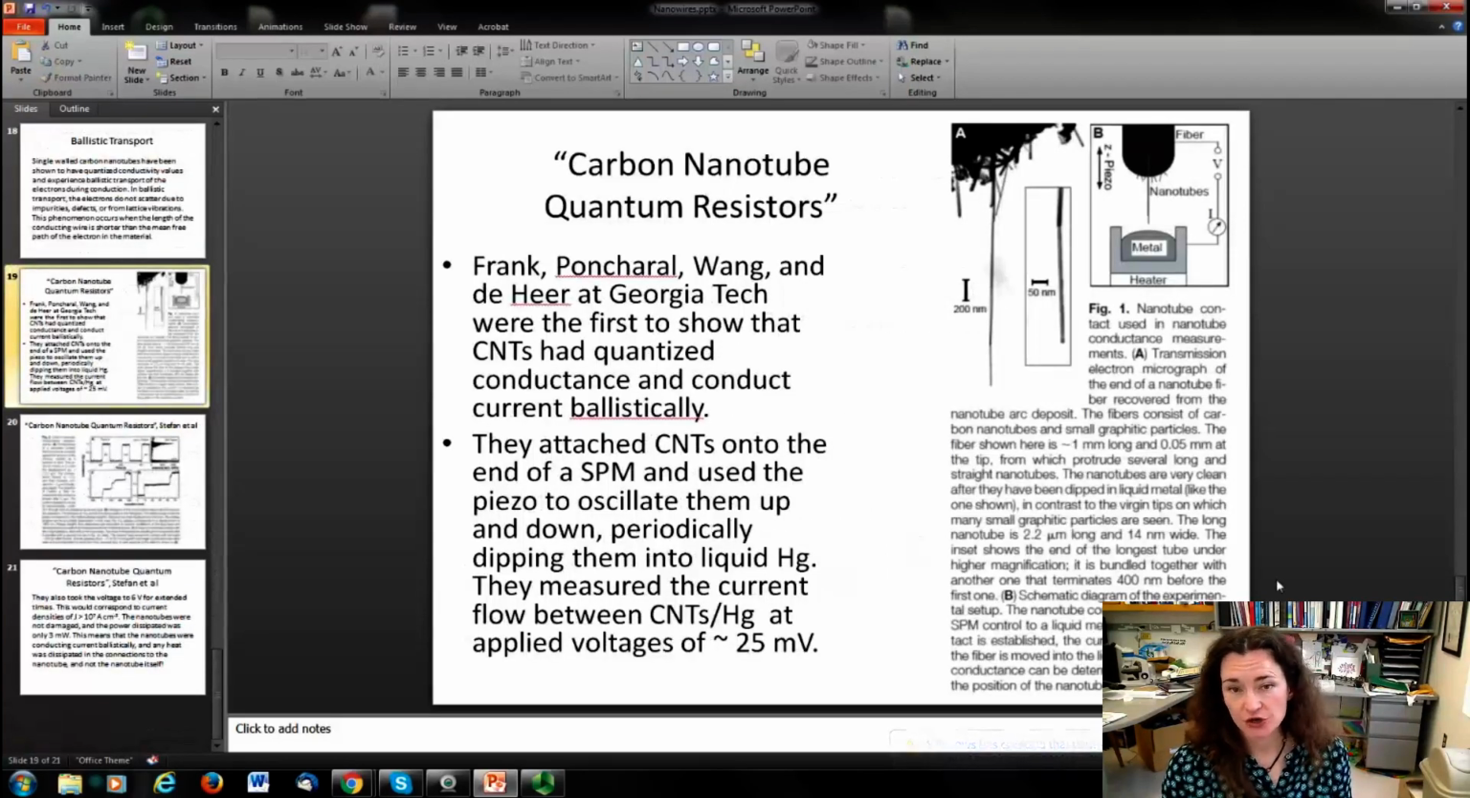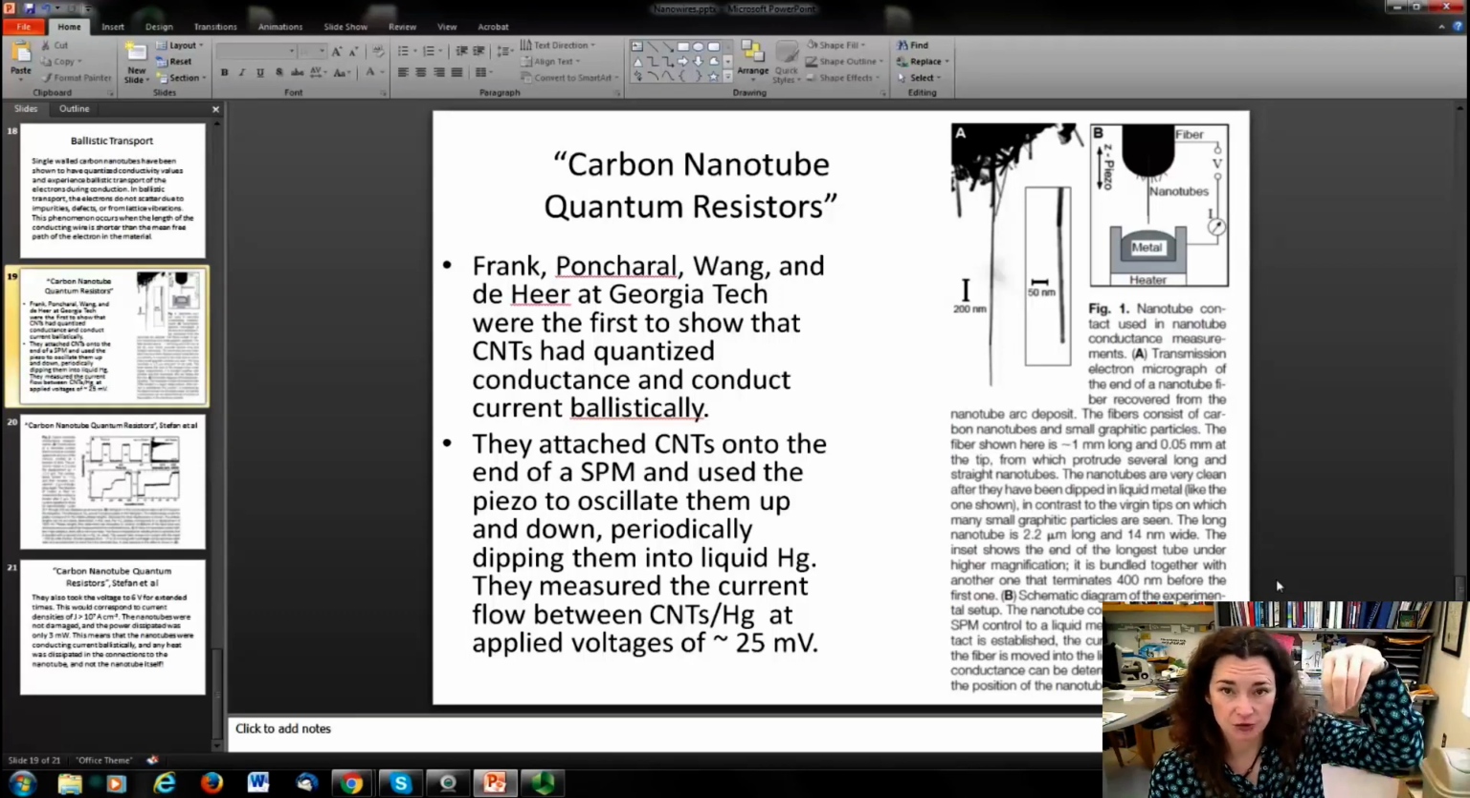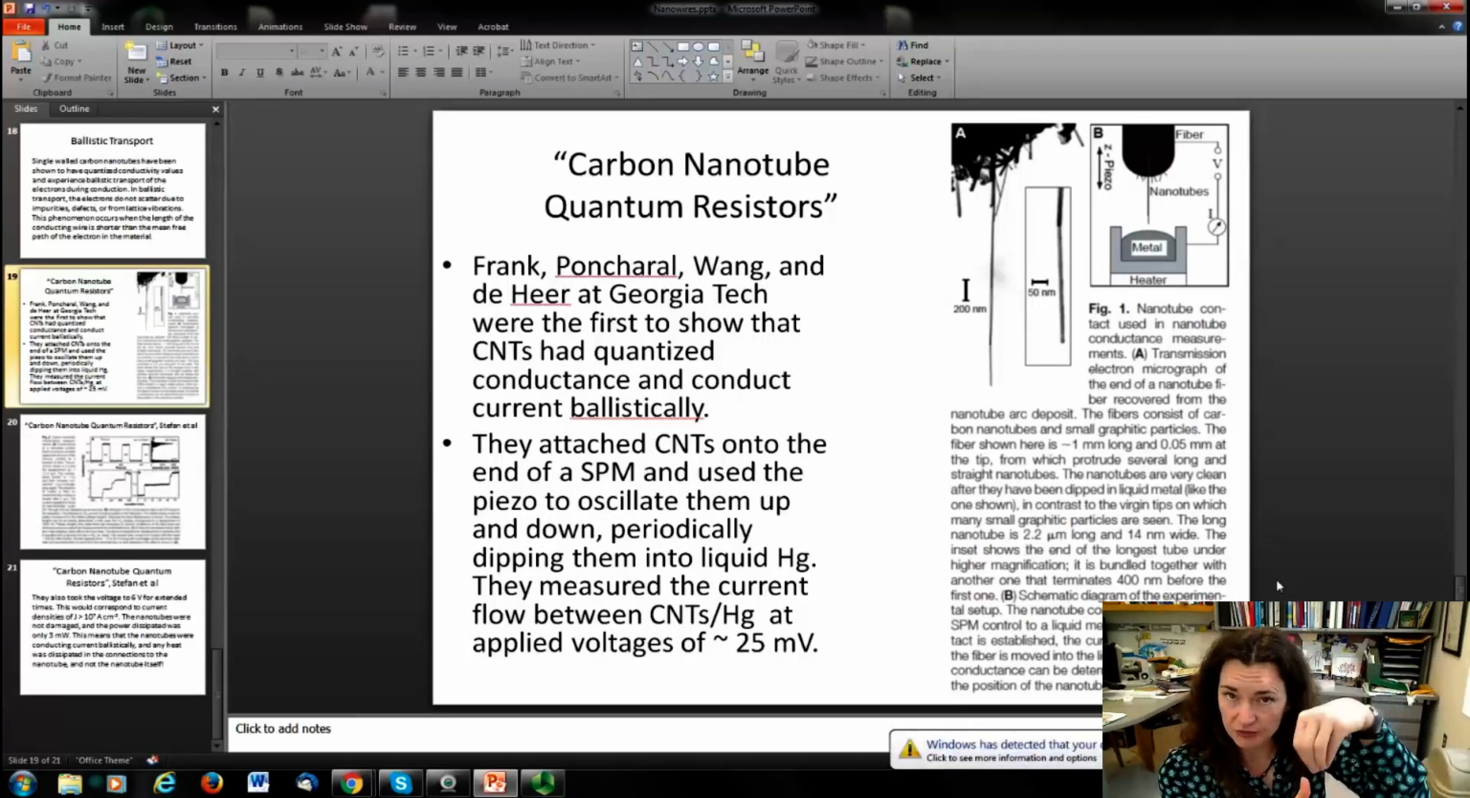This was first shown by a group of colleagues at Georgia Tech, and it was published in a paper known as Carbon Nanotube Quantum Resistors, so I'm going to talk about that paper for the remainder of the lecture. What these folks did was take carbon nanotubes that they had made, attach them onto the end of a scanning probe microscope, and then use the existing piezo in the scanning probe microscope to apply an oscillatory motion to the carbon nanotubes. During this oscillatory motion, the carbon nanotubes were repeatedly dipped into a little pool of mercury, a liquid metal. They also did it with a pool of gallium, but we'll just talk about the mercury for now.